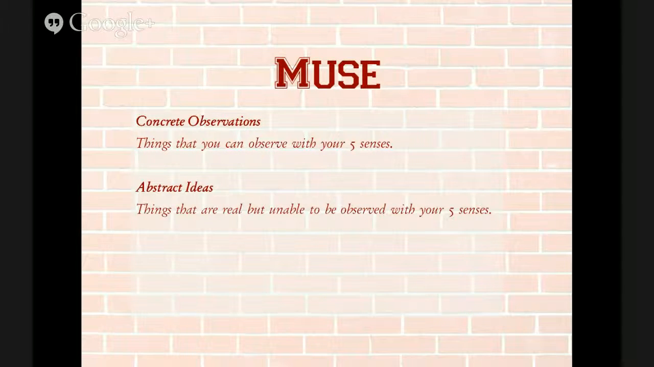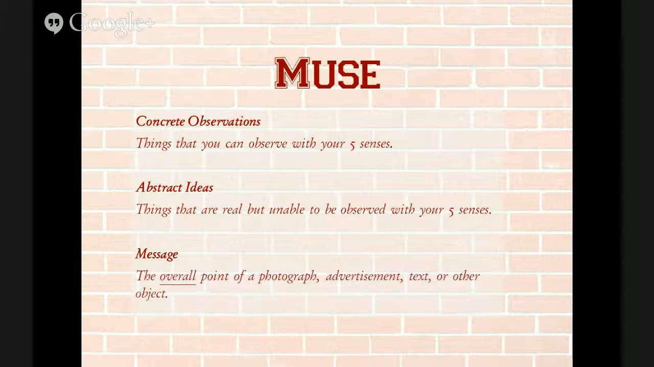Okay, so that was the second level of thinking, and there's also a third level of thinking, which is the overall message. And most photographs, advertisements, books, newspaper articles, blogs, any object that you might analyze, most of those have one main message, one main point. And so once we made these general observations and grouped them together under different abstract ideas, then we can look at those abstract ideas and try to piece together what is the overall message of this entire book or of this entire advertisement. So that would be the third level of thinking.